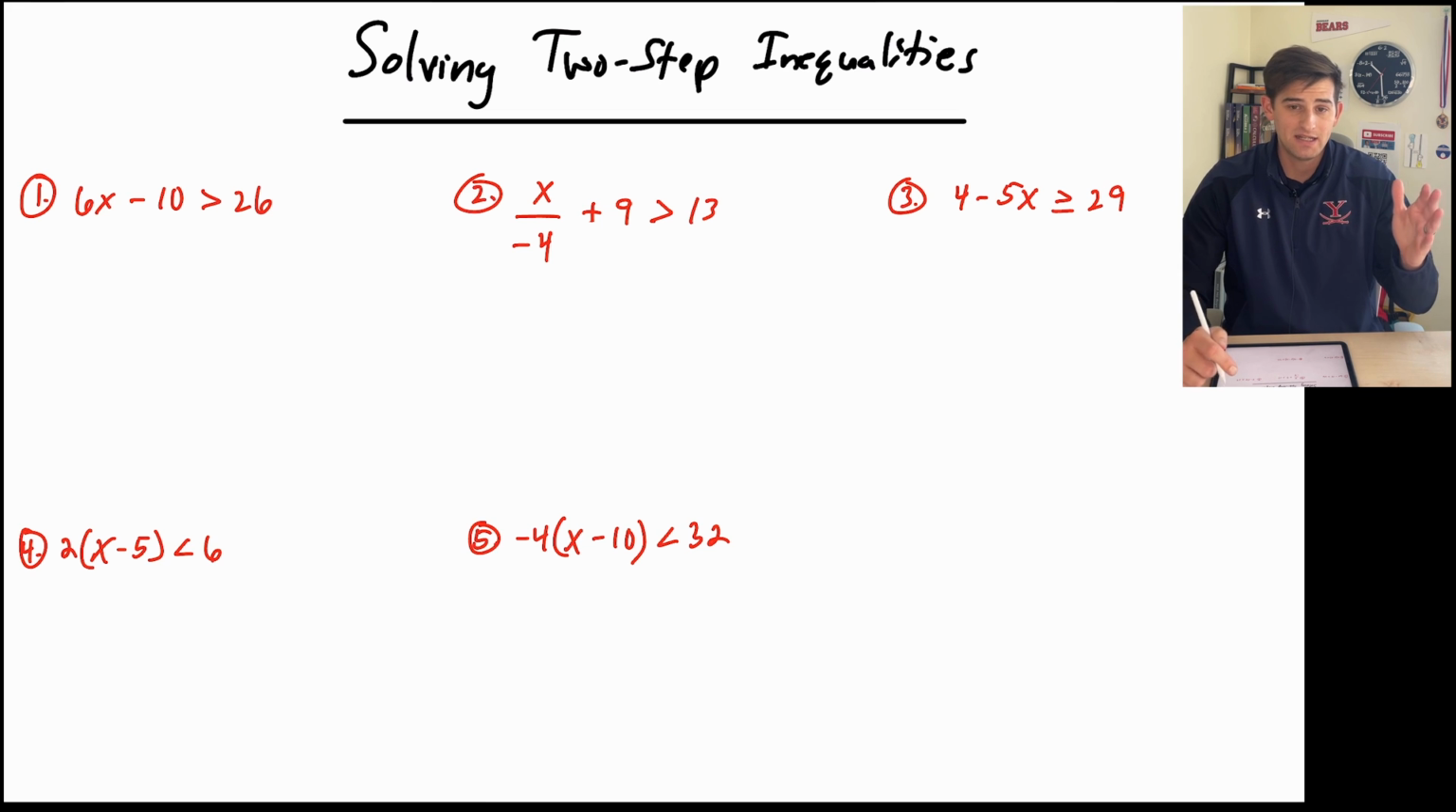So if you have less than, it needs to be greater than. If you have greater than, it needs to be less than. If you have less than or equal to, it needs to be greater than or equal to. And if you have greater than or equal to, you guessed it, it needs to be less than or equal to. So let's jump in and do 5 examples.